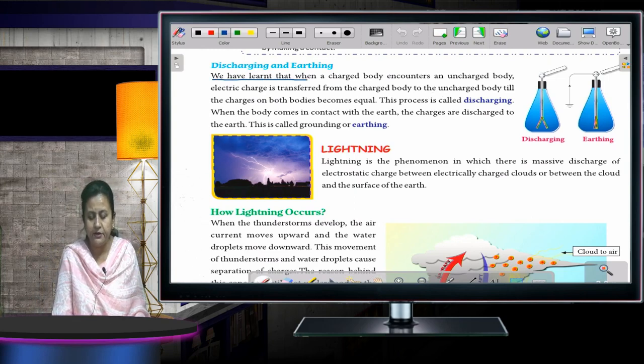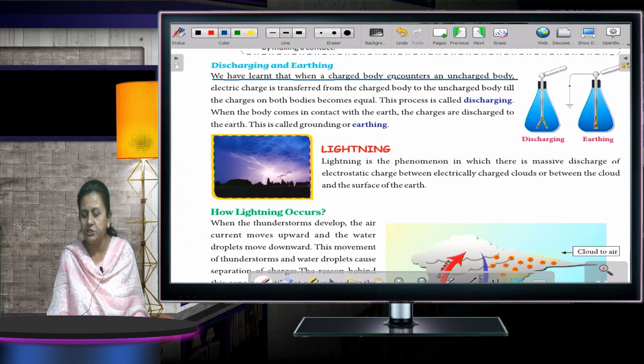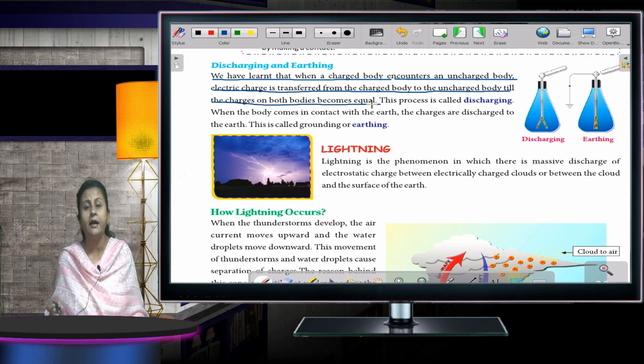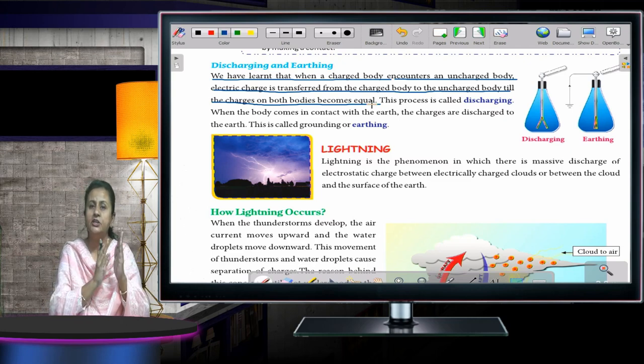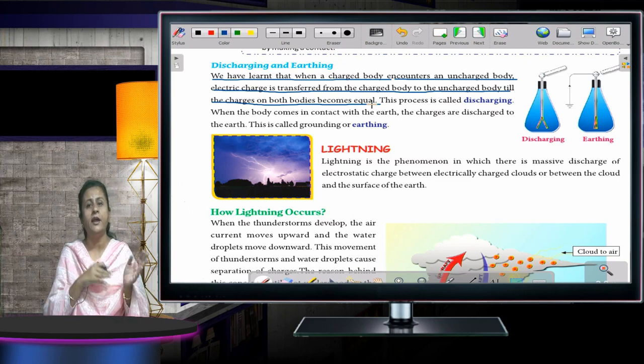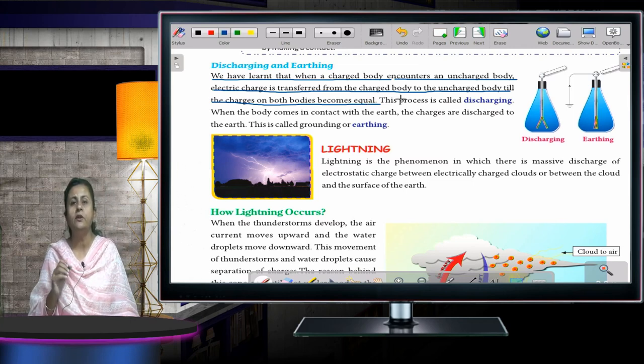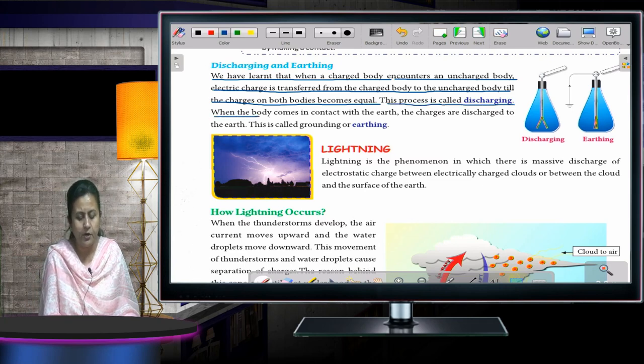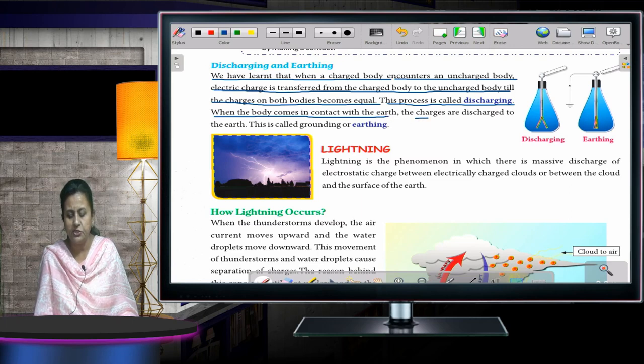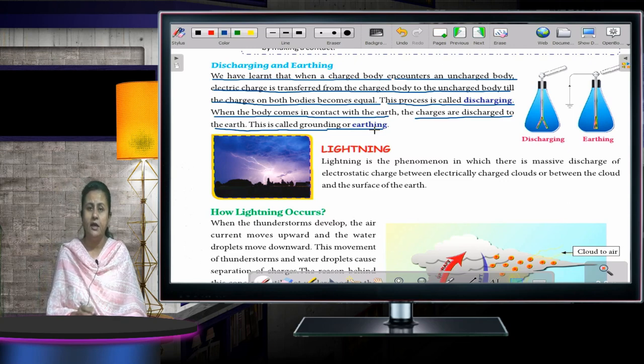We have learned that when a charged body encounters an uncharged body, electric charge is transferred from the charged body to the uncharged body till the charges on both sides become equal. The particles flow from the charged one to the uncharged one, and they will flow till they are in balance, till both the bodies become equally charged. This process is called discharging. When a body comes in contact with the earth, the charges are discharged to the earth, and this is called grounding or earthing. I hope I am clear.